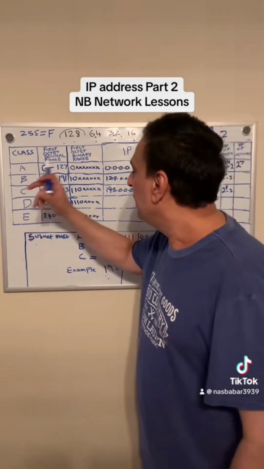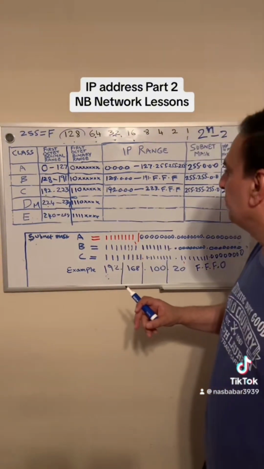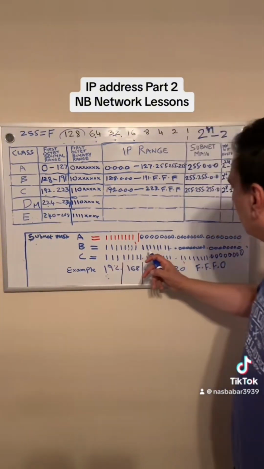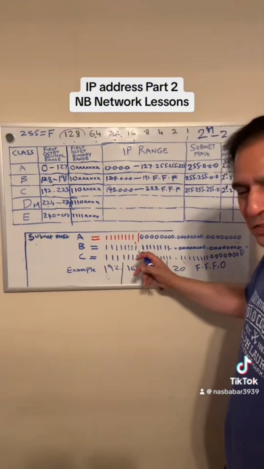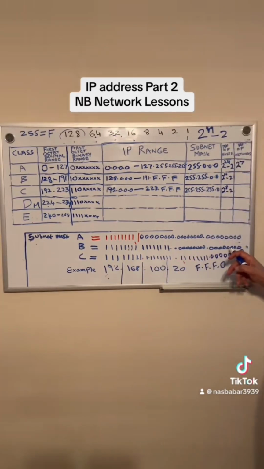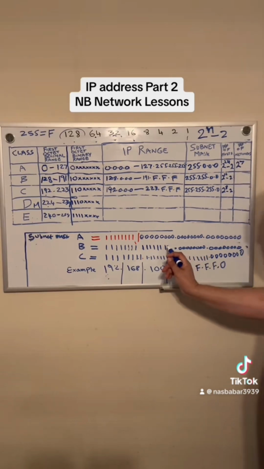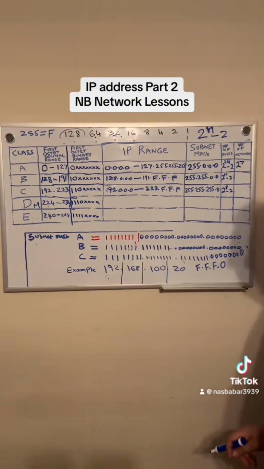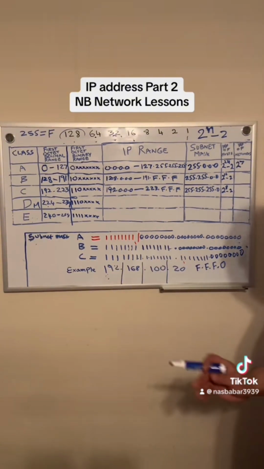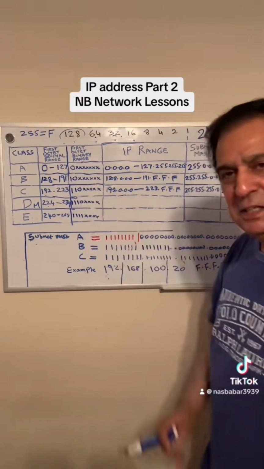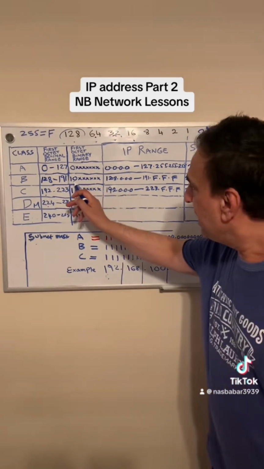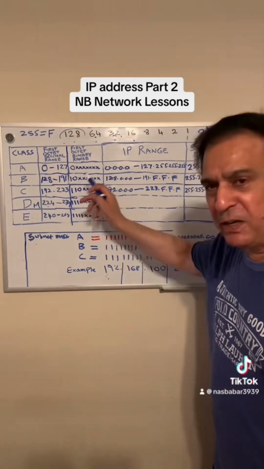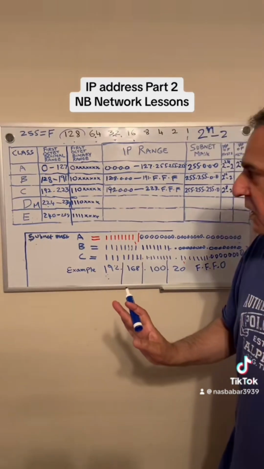Moving on to class B. If you look at class B, you have 16 ones and 16 zeros. And we said the number of hosts is going to be 2 raised to the power 16 minus 2. How many networks are we going to have in this? Think about it for 1 second. Look at this right here and tell me. 1 and 0, the first 2 bits are fixed. We cannot use them, okay?